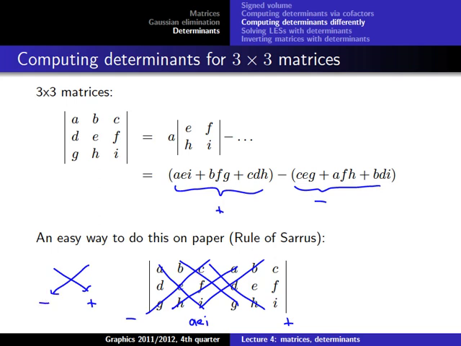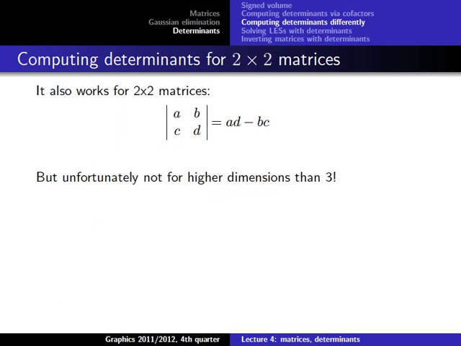And that's of course a very easy way to remember it, and also to do the calculations when you're asked to do this in tutorials or exams, for example. Good, and it also works for the 2D case. You just take the plus and the minus, and then you have the determinant of a 2x2 matrix. Unfortunately, it doesn't generalize to higher dimensions.